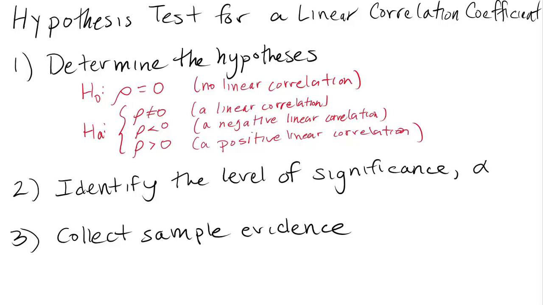But if you wanted to conduct a hypothesis test for a specific direction, you could do so by choosing one of the other inequalities. Step 2 is to identify the level of significance alpha. This will be done in the same way as it has in the past. You're just going to identify it in the problem. In the real world, the common value of alpha that you would use is 5%, 0.05.